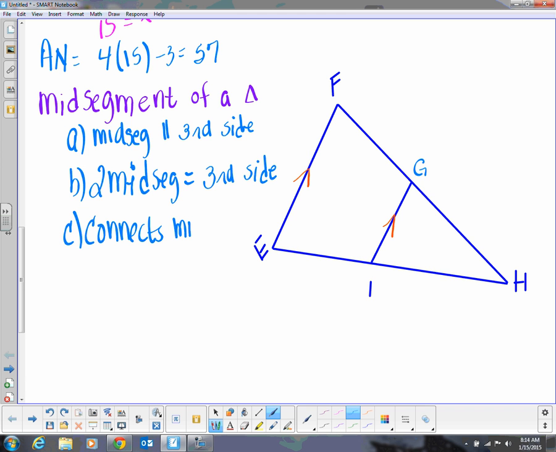Midpoints. So I gave you a picture, but I did not mark anything, did I? Now, it is possible on the test something may be marked, but it's possible it doesn't. If I don't mark anything, then I'm truly testing to see if you know these. That's a midpoint, which means this is congruent to this, and that is congruent to that. All right.